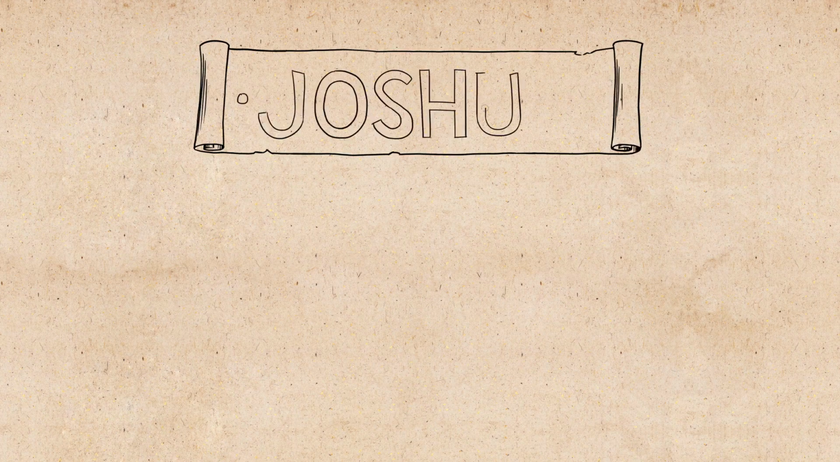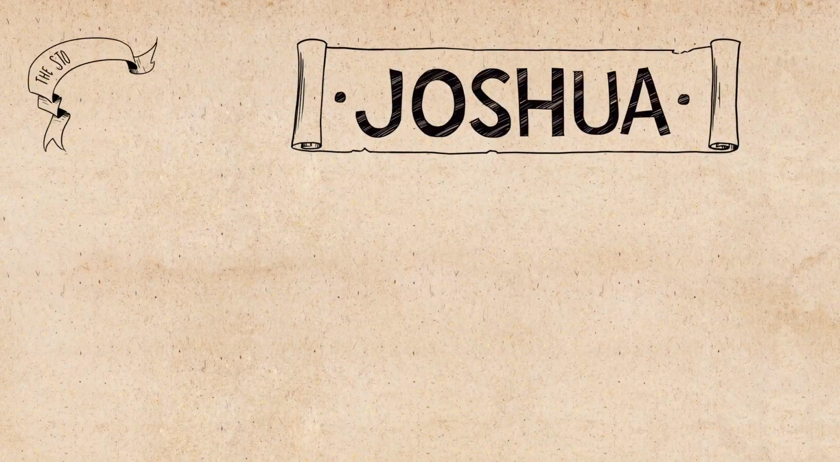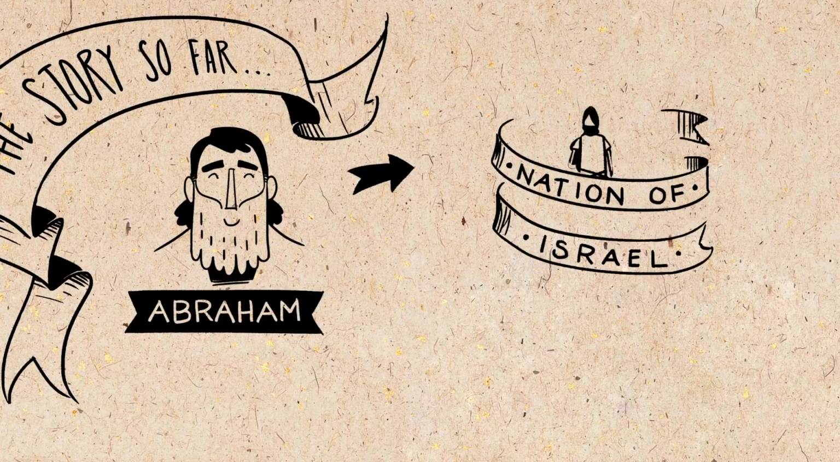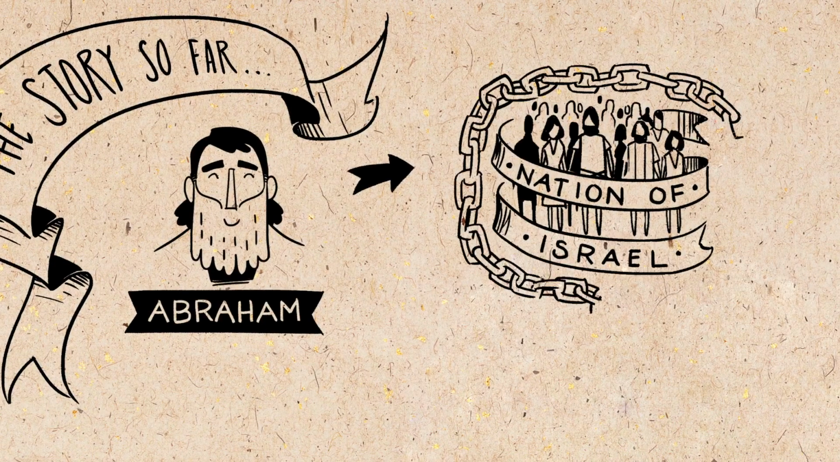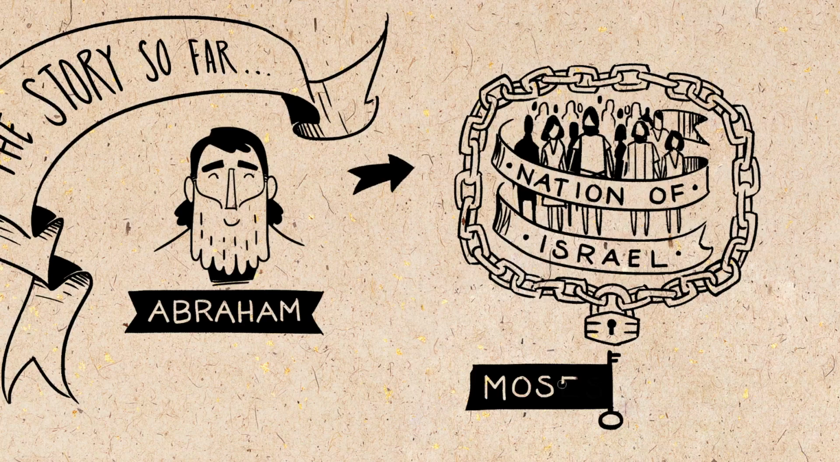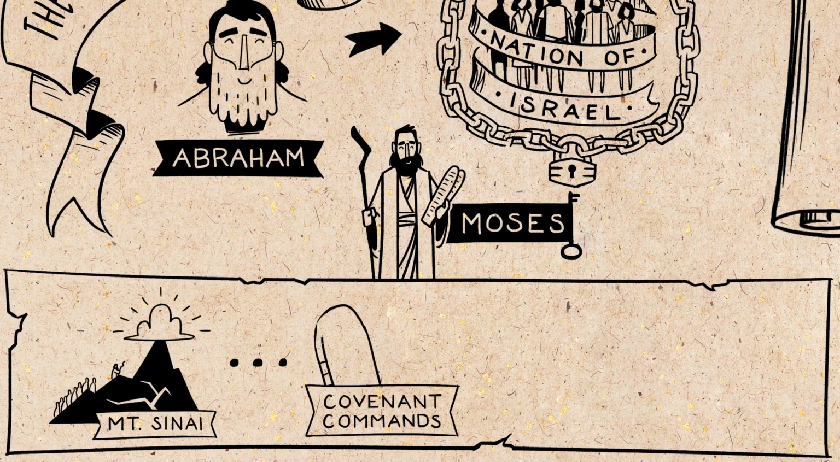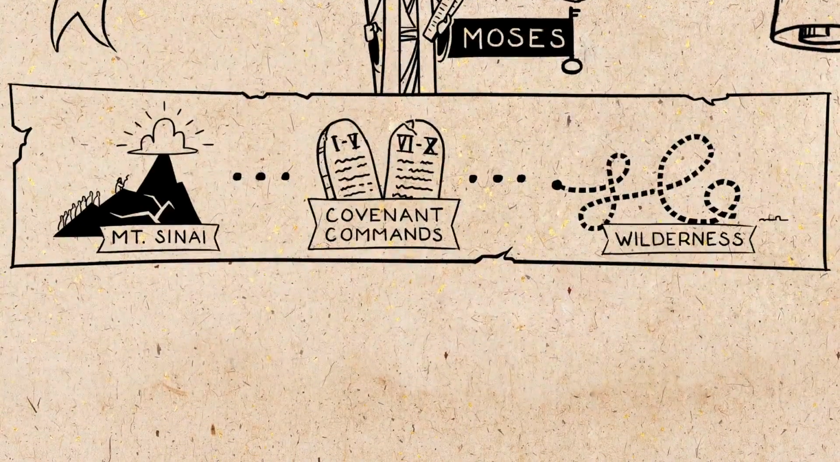The book of Joshua. Let's back up and remember the story so far. So God chose Abraham, and then his family became the people of Israel, who are then enslaved down in Egypt. And so through Moses, God rescued Israel out of Egypt. He made a covenant with them at Mount Sinai, and he brought them through the wilderness.